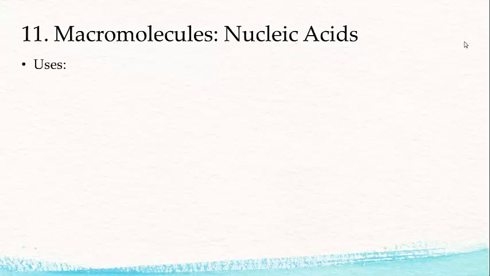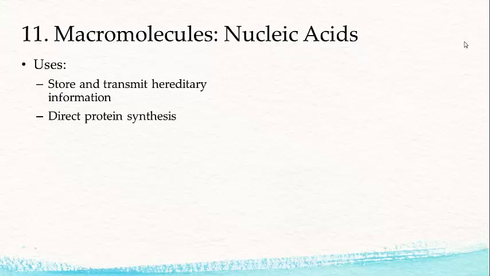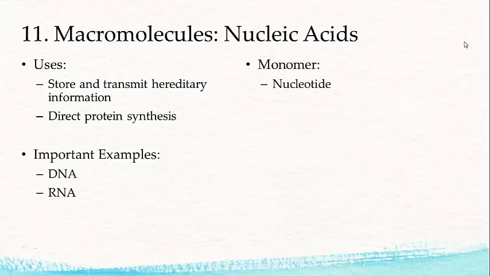Nucleic acids. So nucleic acids store and transmit hereditary information, and they also direct protein synthesis. Important examples are going to be DNA and RNA. The monomer for both DNA and RNA is called a nucleotide. It consists of a phosphate, a sugar, and a base.